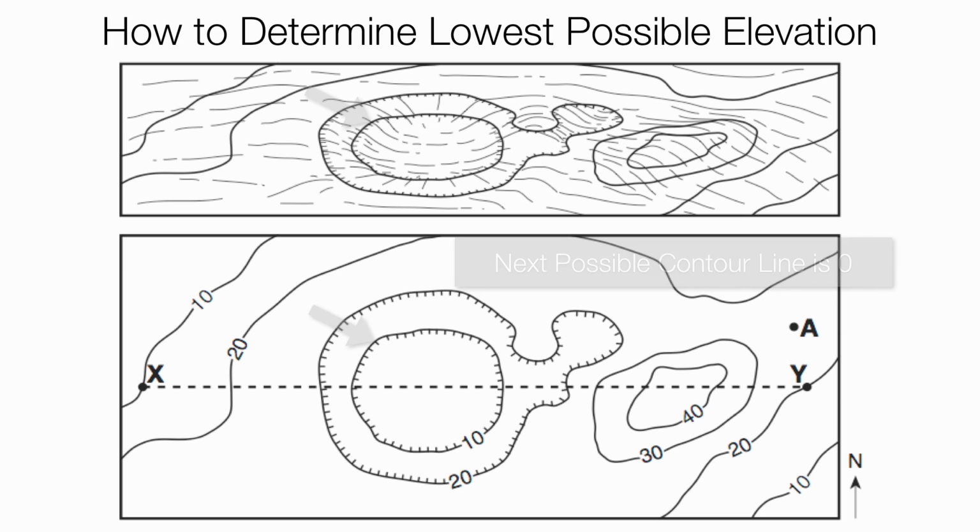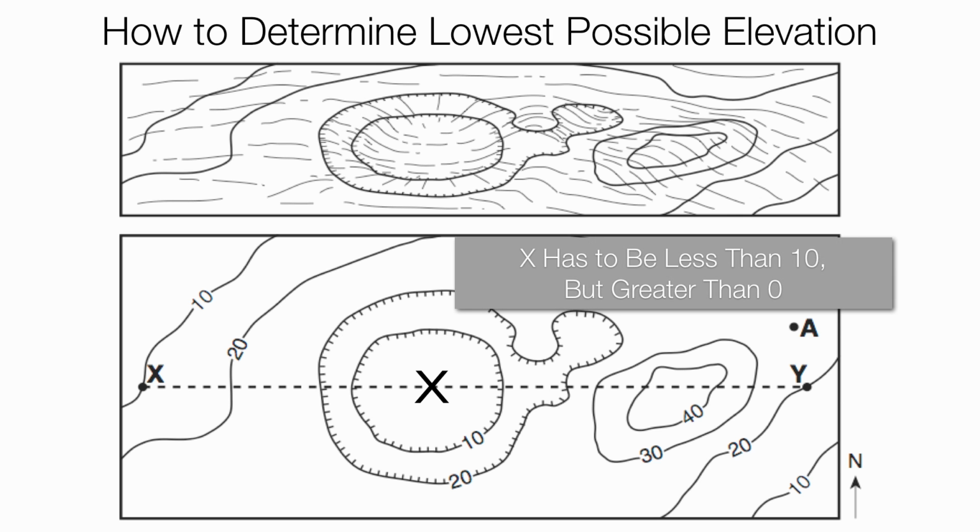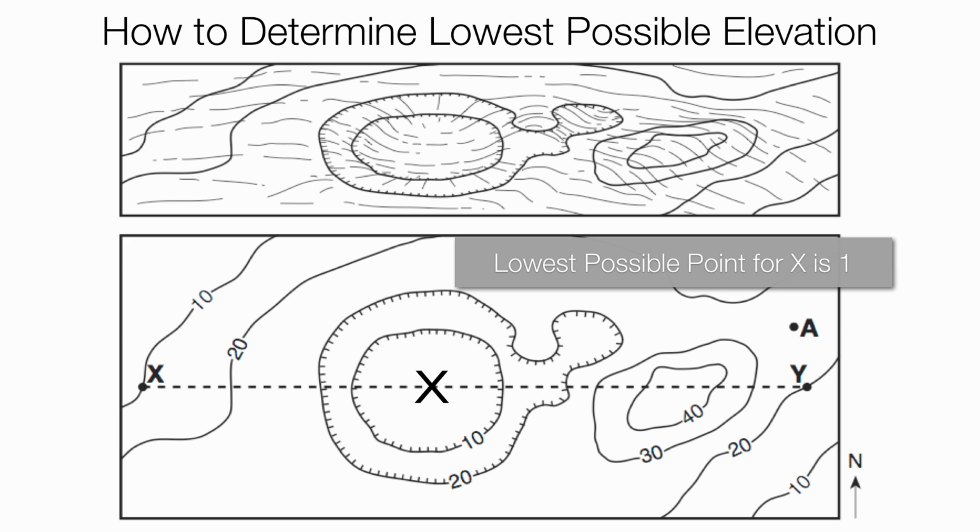So what you want to figure out is that your point X here has got to be somewhere between 0 and 10. It's got to be less than 10 meters, but greater than 0 meters. So what's the lowest possible point you can get to without hitting the line 0 meters? Your value is going to be 1. So your lowest possible point on this map is going to be 1.